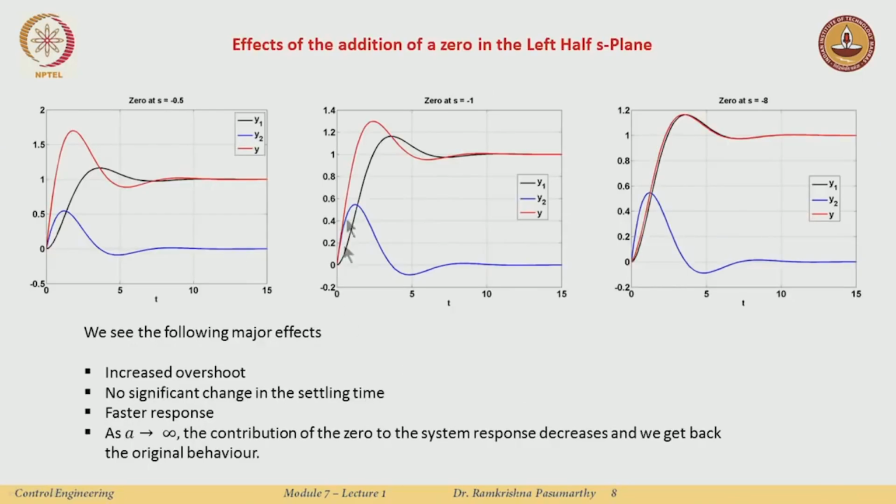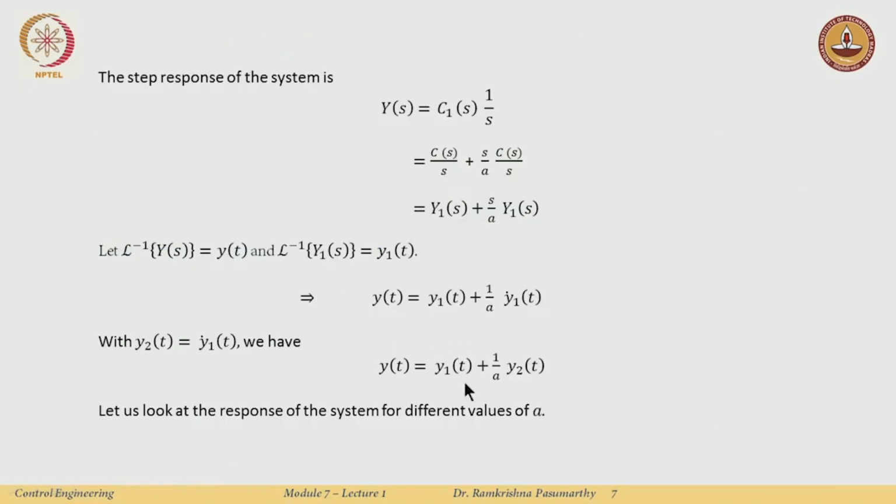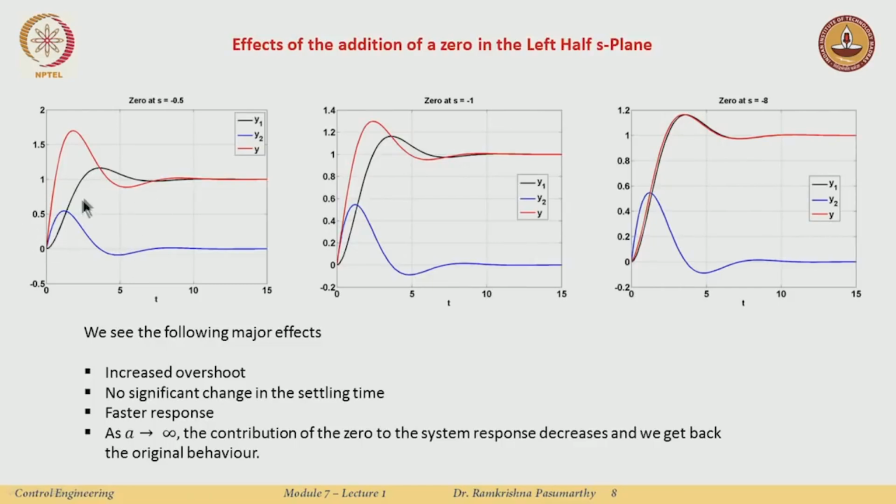Okay. So, if I just take this system and I add a 0 at s equal to minus 0.5. Okay. So, what was my original response? I am calling this y1 of t. So, this is the signal in the black, right. This is y1 of t.